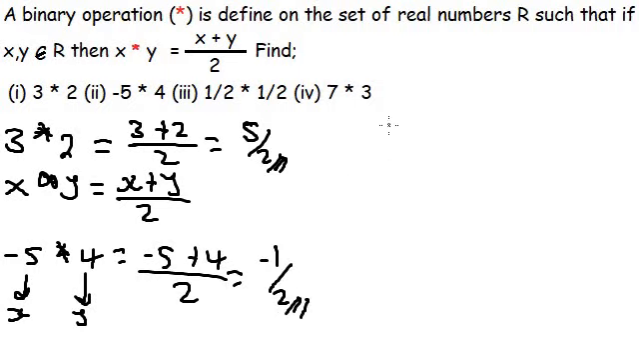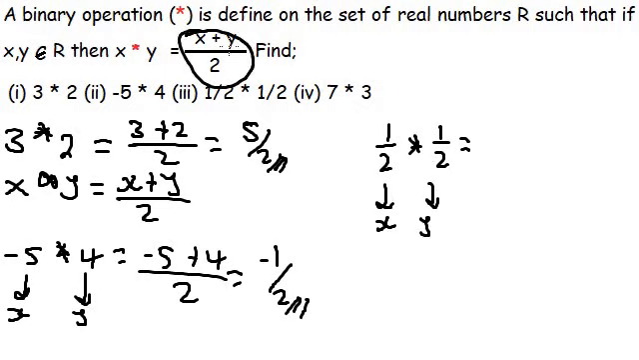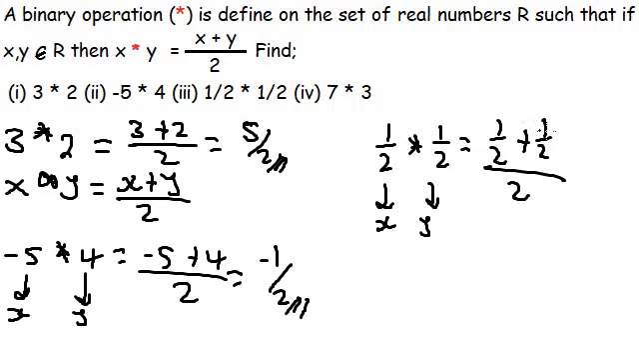And for the third part, we have 1 over 2 asterisk 1 over 2. Well, in this case, my x value and my y value turn out to be the same. I will still need to plug it into the equation so as to get the third element. So that will be half plus half all divided by 2. Half plus half is 1, then definitely results in 1 over 2.